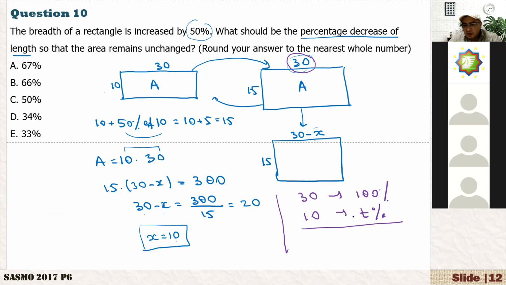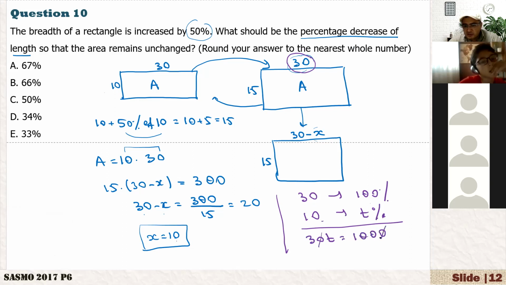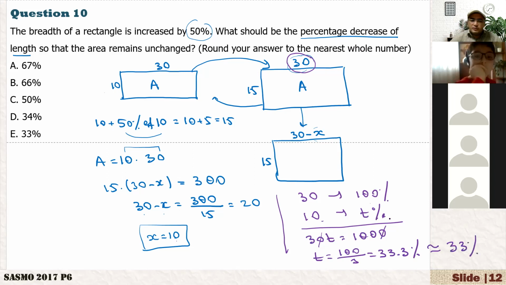If you cross multiply, 30 times t, it is 30t. And 10 times 100, that's equal to 1000. So now the zeros cancel each other. What is t? t is equal to 100 over 3, which is equal to 33.3%. In the question, it says to round your answer correct to the nearest whole number. If you round this off to the nearest whole number, the answer is 33%. So the answer is 33%.